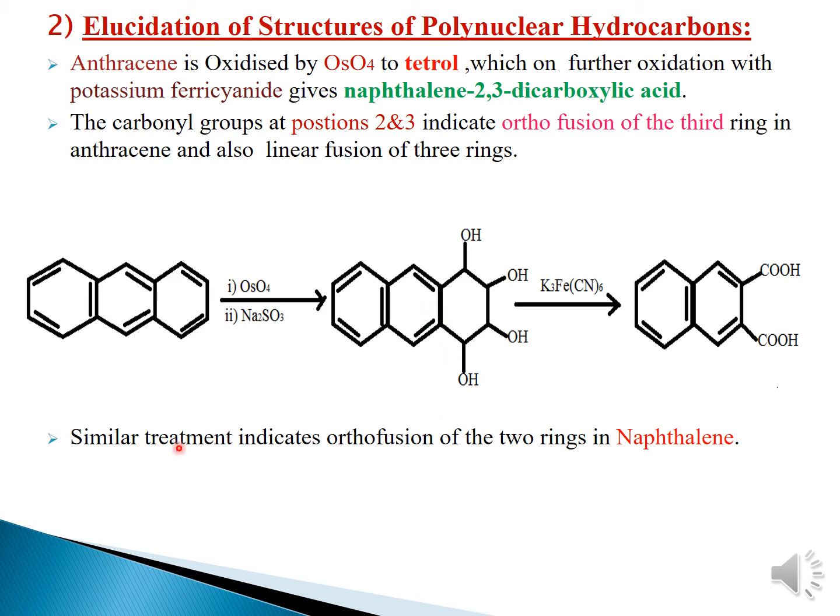The same treatment will take place, the same ortho-fusion with two rings, that is naphthalene also. So instead of taking three rings, you are taking only two as in anthracene, and you will end up with the dicarboxylic acids again.